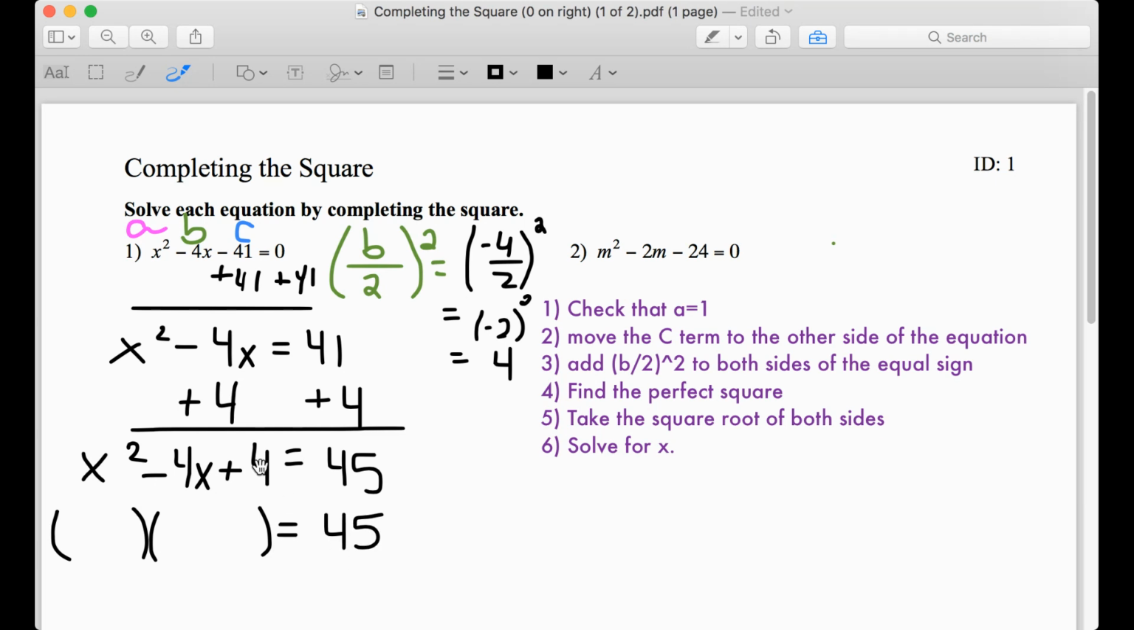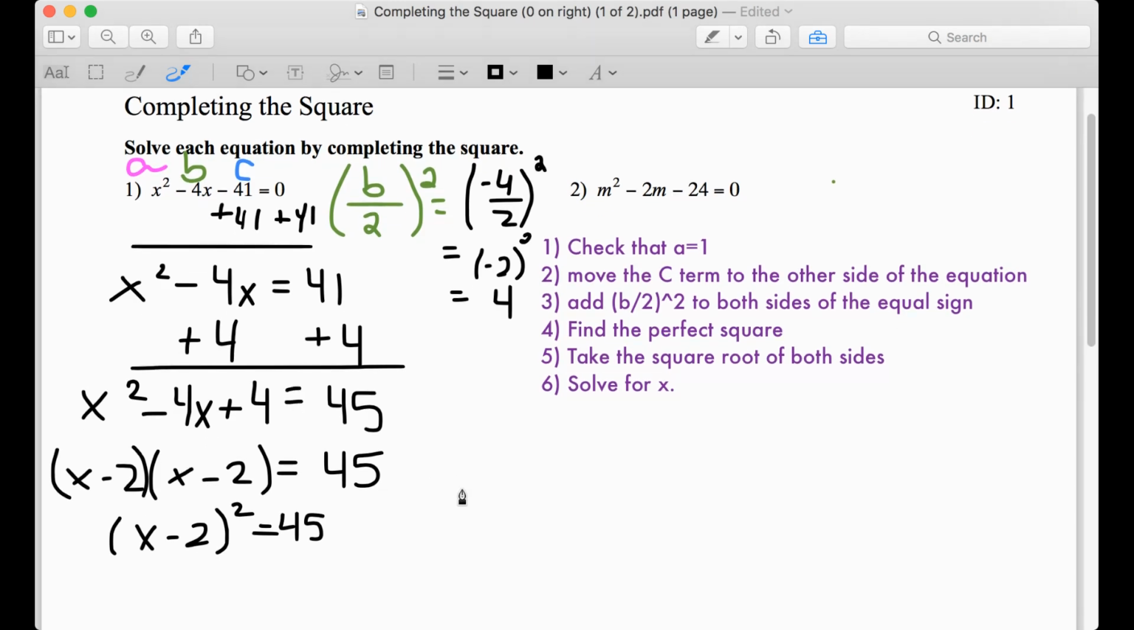So I need something that multiplies to 4 and adds to negative 4. The factors of 4 are 4 and 1 and 2 and 2. I need them both to be negative because I'm adding to a negative 4. So this is x minus 2 times x minus 2. But anything times itself is a square. So this is x minus 2 squared equals 45. I should have been crossing these off as I went along, but I found the perfect square.